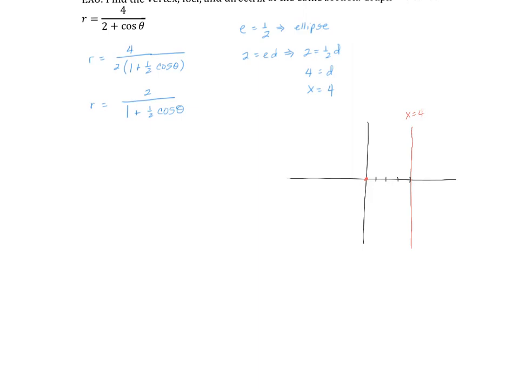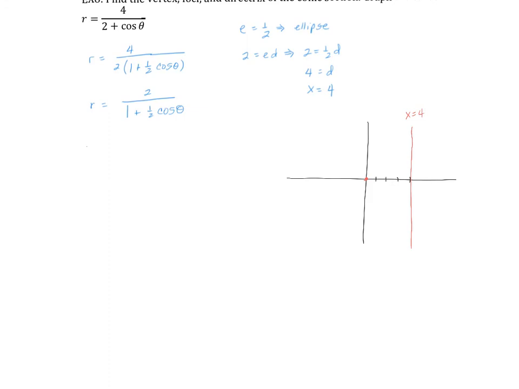So I can't use the same properties that I had for an ellipse in the beginning, where we had the a squared, the b squared, the c squared, and all that really nice stuff. I can't use that x squared over a squared plus y squared over b squared equal to 1, because my equation is in polar form. So what I'm going to do is I'm just going to find some points.